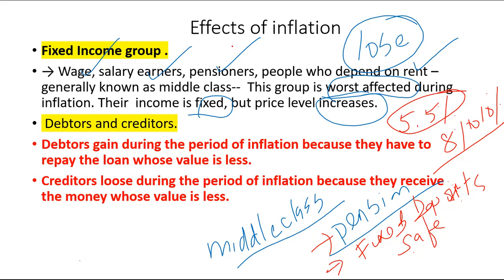Who is going to look after that pensioner? Nobody looks after them now. Please remember that. That is why it is said that the fixed income group is so badly affected during the period of inflation. Children, be very careful with what I am talking. The fixed income group is very badly affected, because your income is fixed, but the prices are changing.